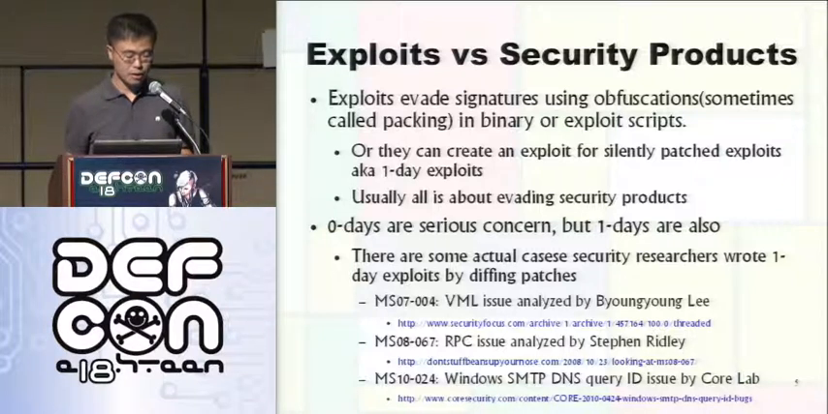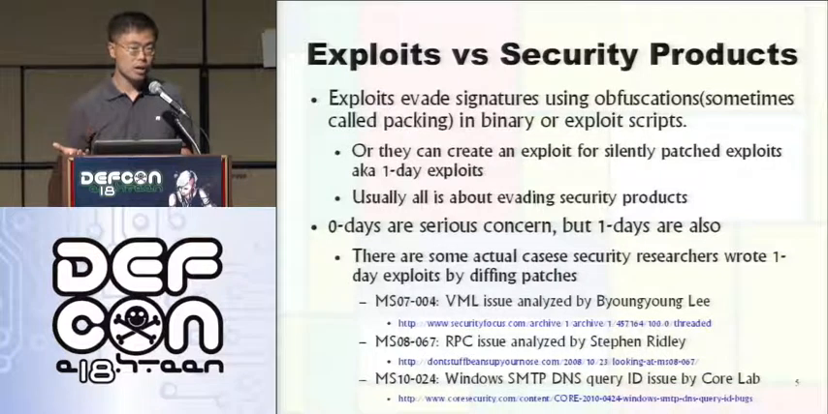The first one is MS07-004. It was a VML issue, and the patches were out, but nobody wrote any exploits for it because they didn't have any information about the vulnerability. The vendor just released the patch and an advisory saying they patched something wrong inside the VML module or something like that, and that was it. But a guy from Korea, actually my friend, used my tool to reverse the patch and wrote the exploit in a few hours.